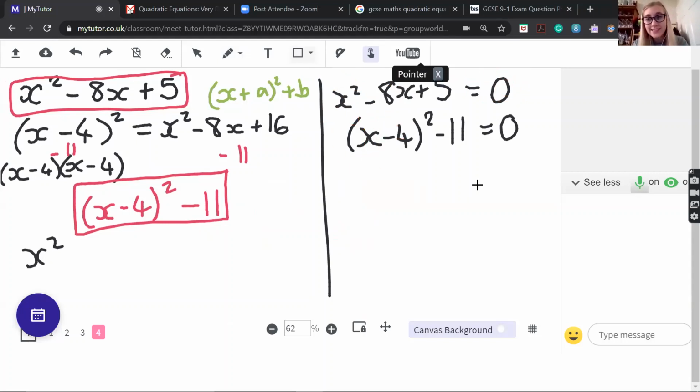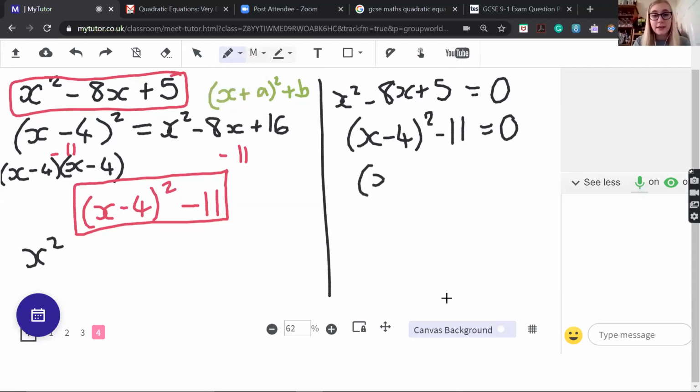But now we've only got x in 1 place. And when we've only got x in 1 place, we can solve stuff in the normal algebraic way of just rearranging things. So we're going to add 11 to both sides. x minus 4 squared equals 11. Then we're going to square root.